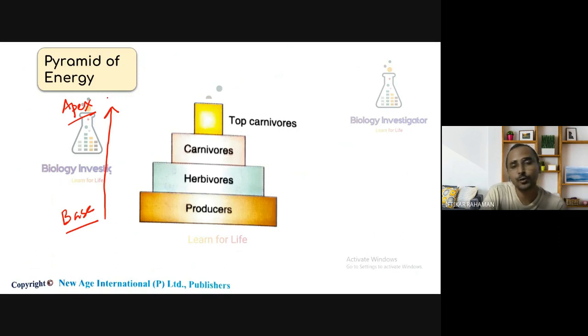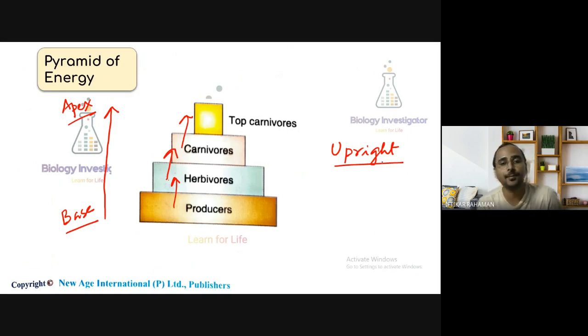From base to apex, energy will always keep decreasing, from producer to herbivore to carnivore to top carnivore, within a food chain. So pyramid of energy is always upright. The base is the biggest, then herbivores less, then carnivores less. So energy is decreasing. Pyramid of energy is always upright. Producers have the highest energy, herbivores have less energy than producers, carnivores have even lesser energy than herbivores, and top carnivores have even lesser energy than carnivores.